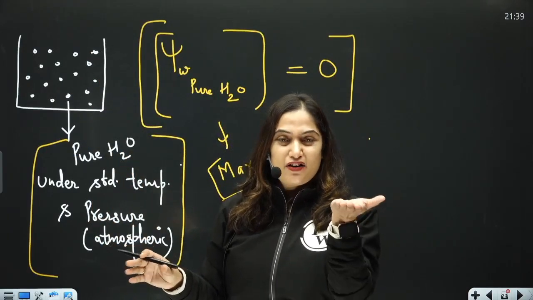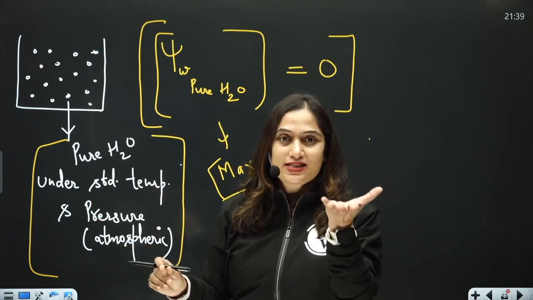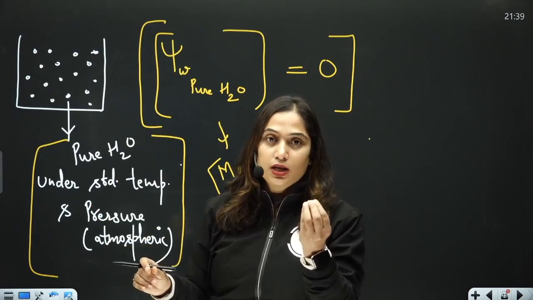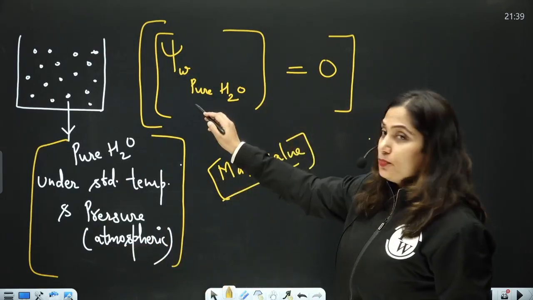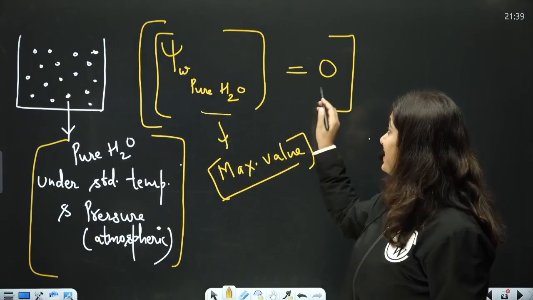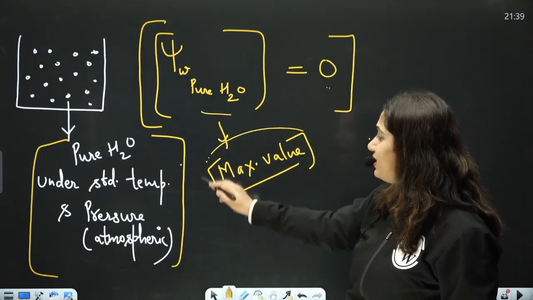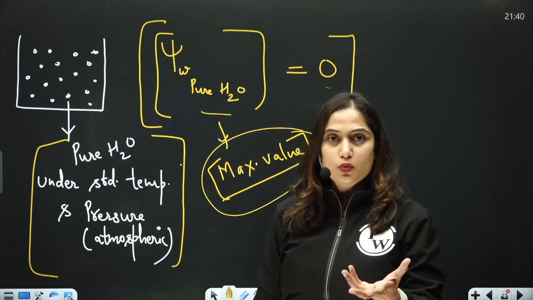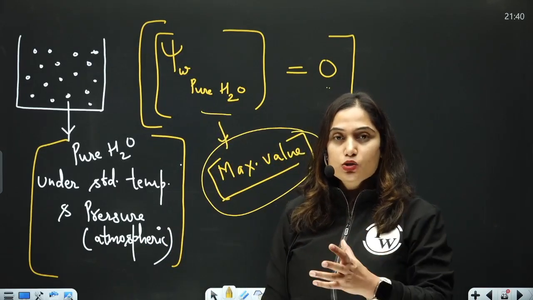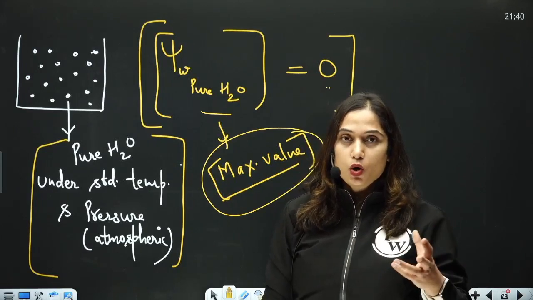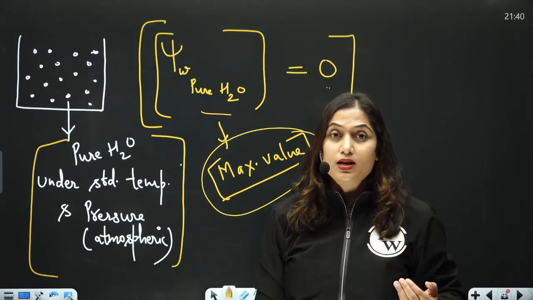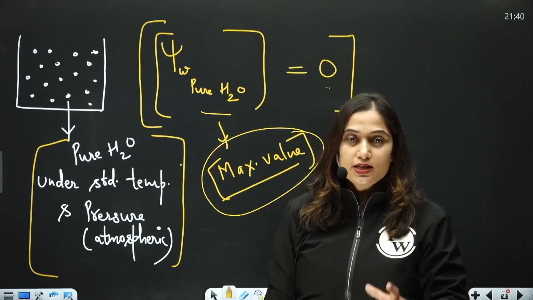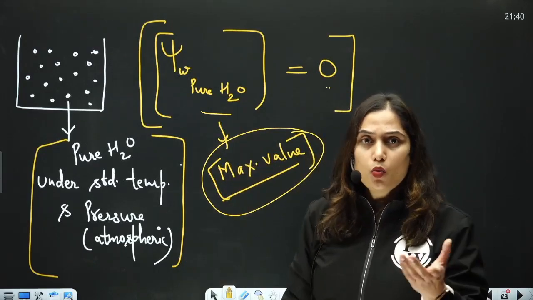If the water molecule is completely in its pure state, then we take a reference value, a standard value, to explain the condition of water potential. The water potential of pure water is 0, and that is taken as the maximum value because it is a reference value. And when we make this water into a solution, then the water potential will decrease, it will become a negative value.